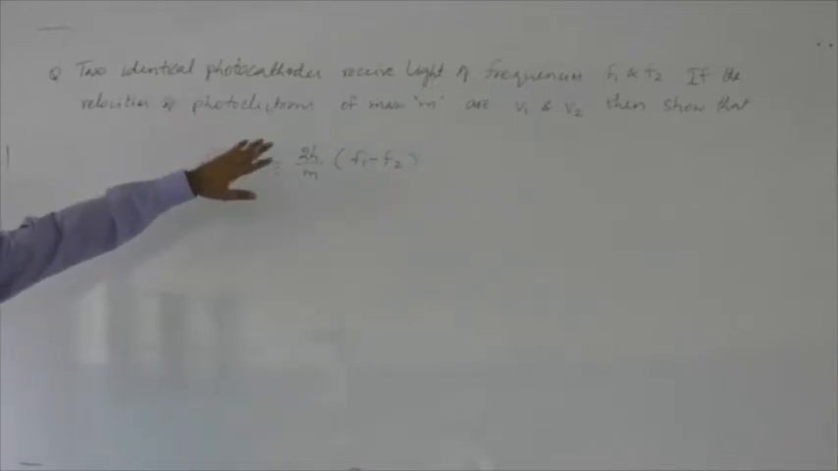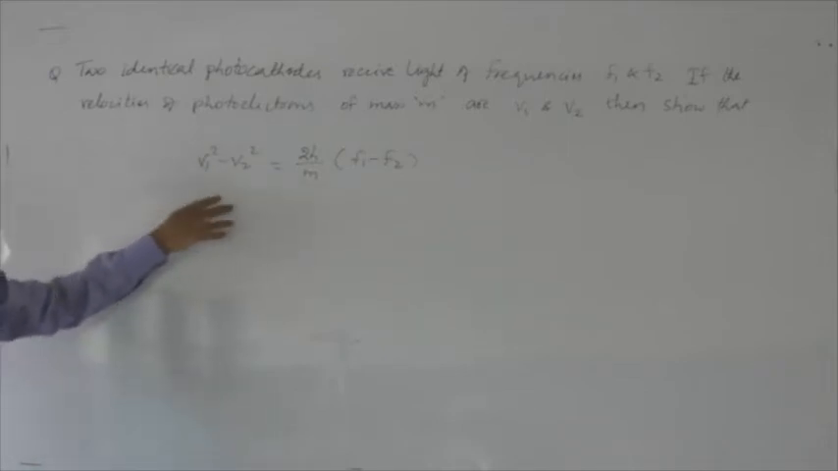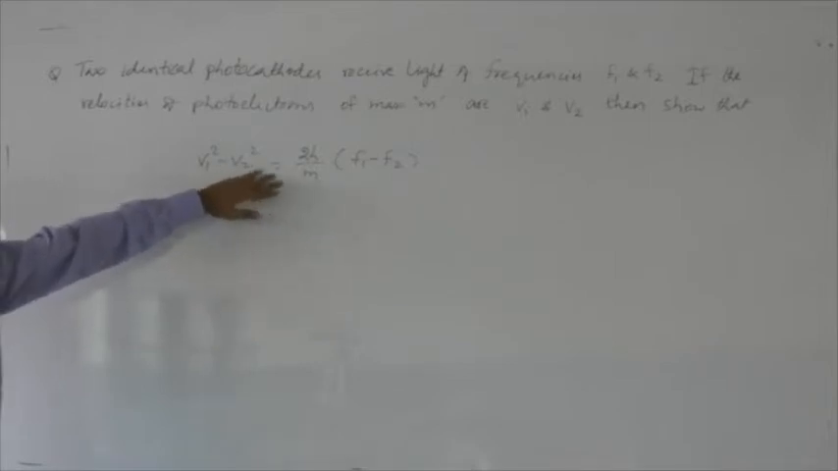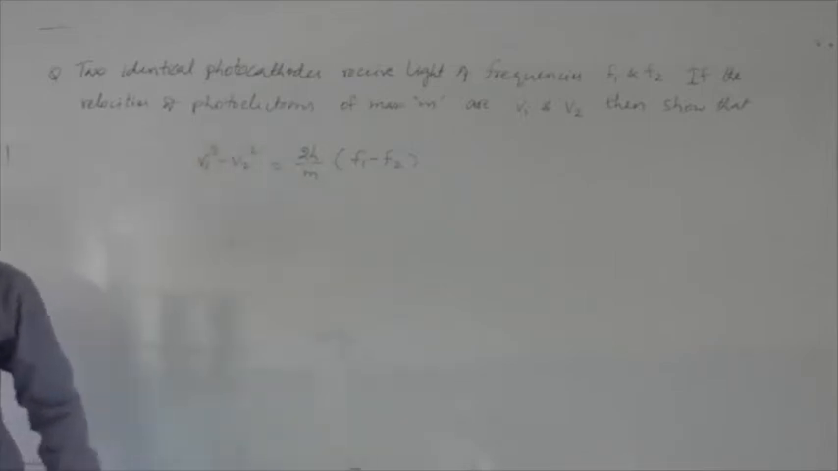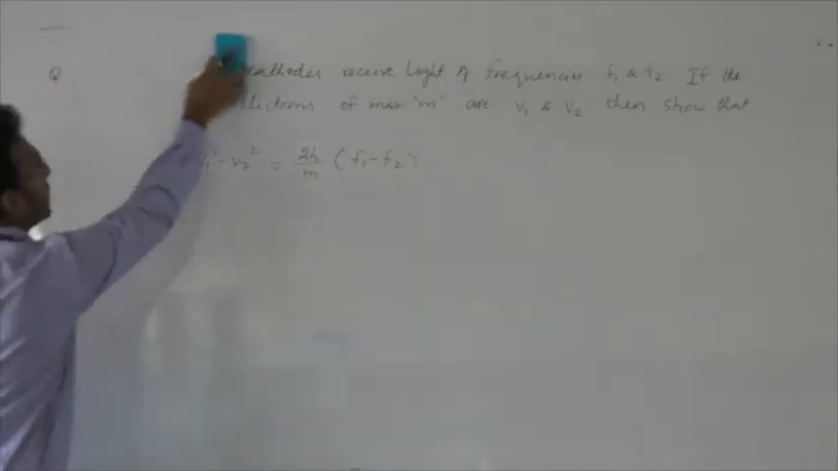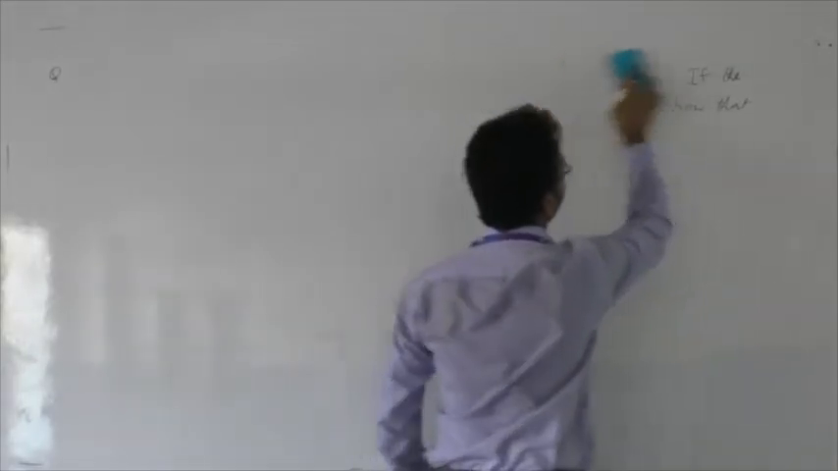So two frequencies are given and the electrons are moving with different velocities. Use the photoelectric equation, solve the two equations for the two different frequencies. If you solve that, you will arrive at this equation. This is also very simple. Yes? Let's go. Enough of questions on photoelectric effect.